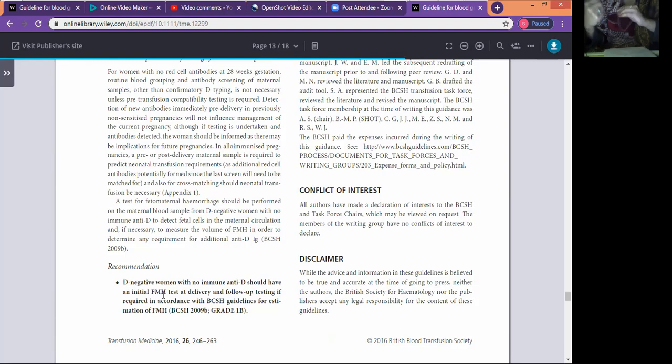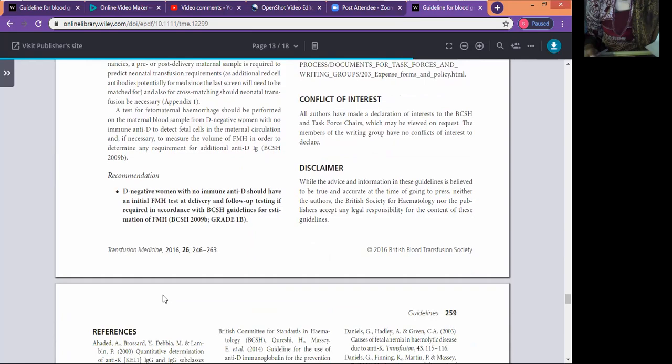However, if they did not have any immune anti-D, then D negative mothers with no immune anti-D should be monitored with FMH testing. Initial FMH is to be done, and repeat follow-up can be done in accordance with the BCSH guidelines for FMH testing, in order to determine any requirement of additional anti-D that needs to be given. So this is all about the antibody administration.